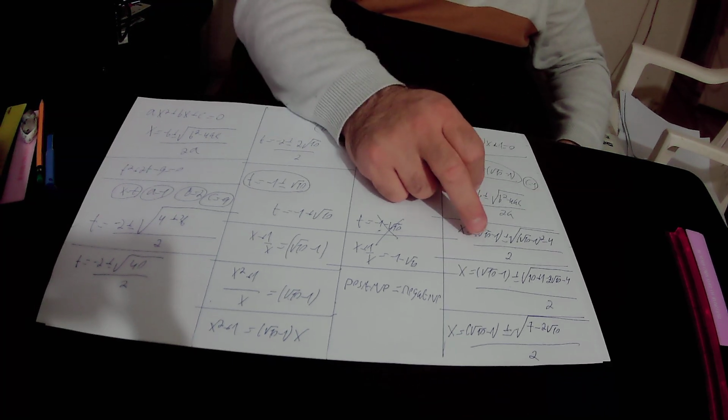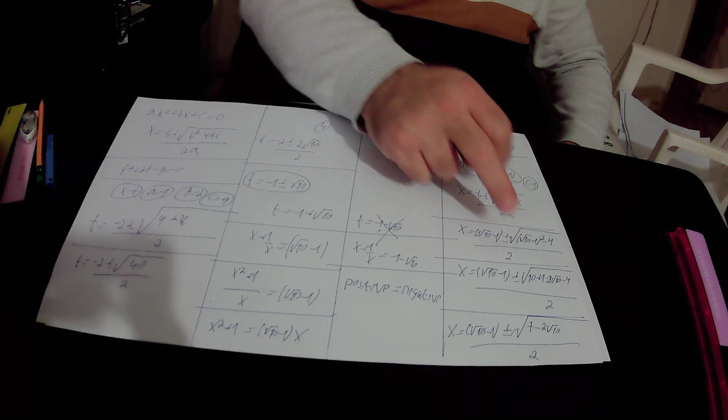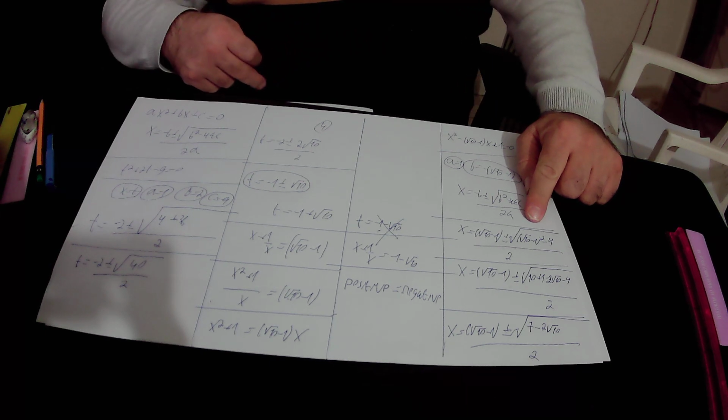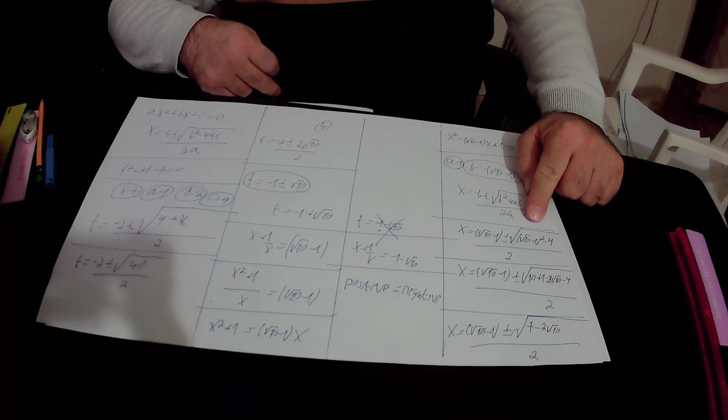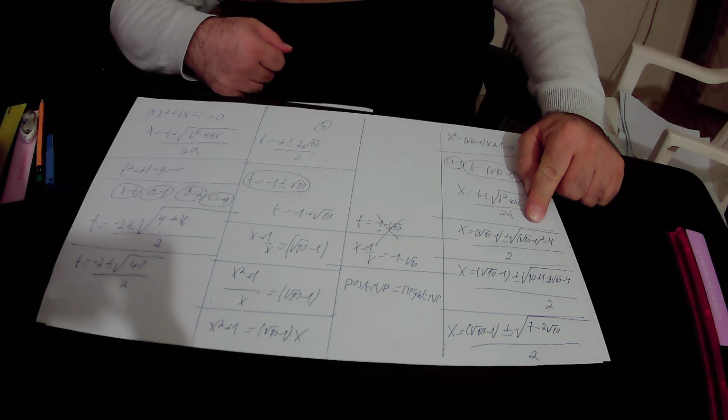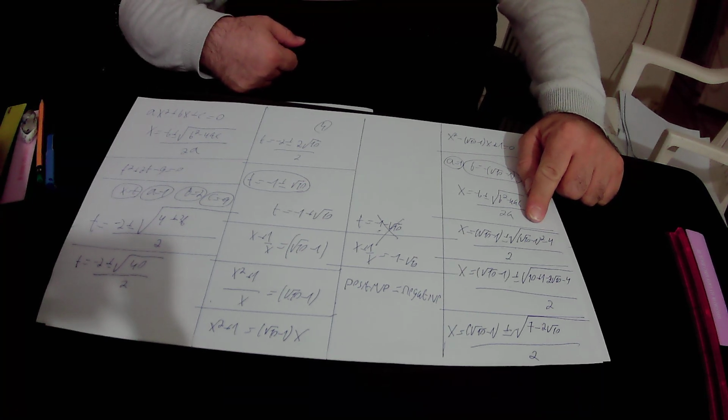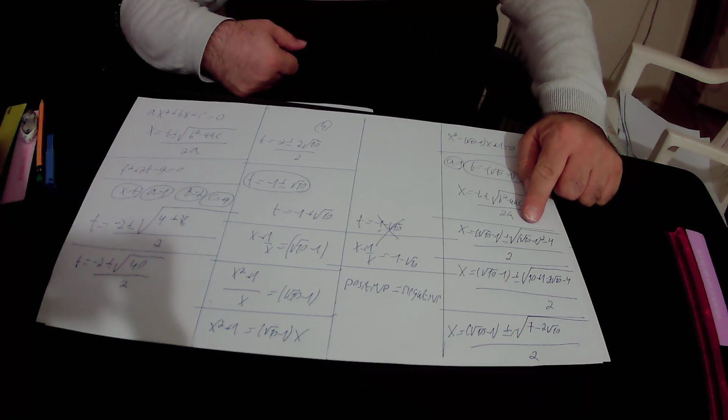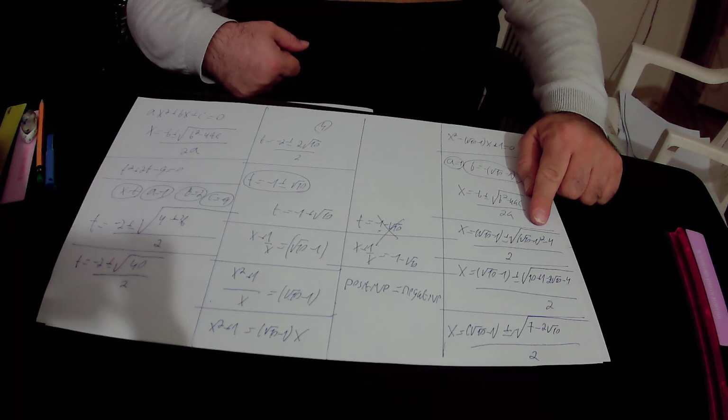So x equals square root of 10 minus 1 plus or minus. Here we did the calculation of square root of 10 minus 1 squared. According to the algebraic identity, a minus b squared equals a squared plus b squared minus 2 times ab. Here a equals square root of 10, so a squared is 10, plus b squared. B is 1, so b squared is 1. Minus 2ab is minus 2 times square root of 10.